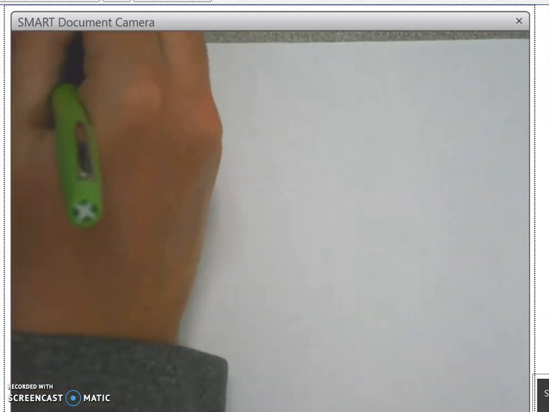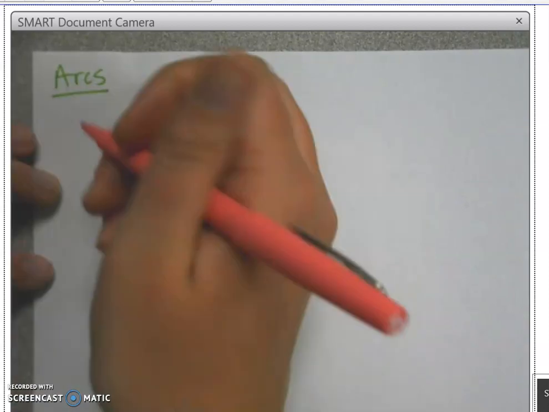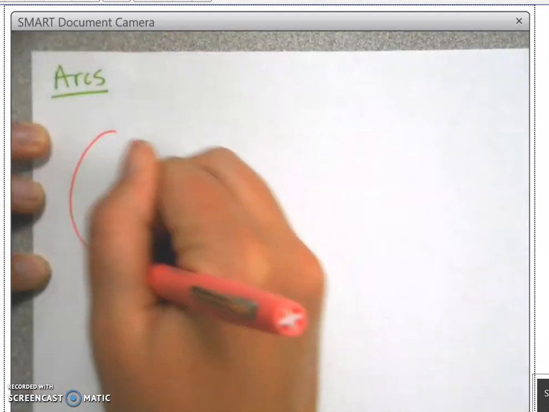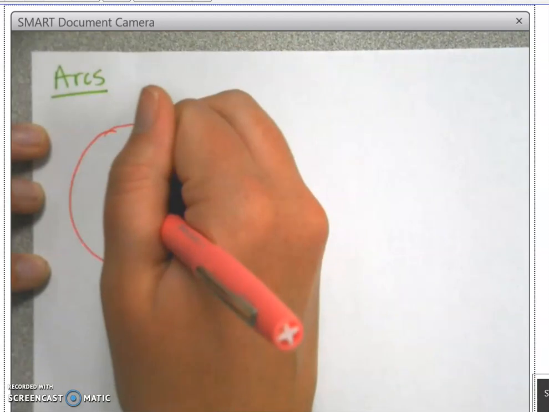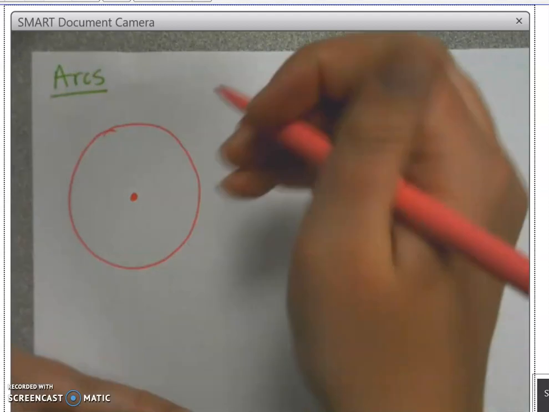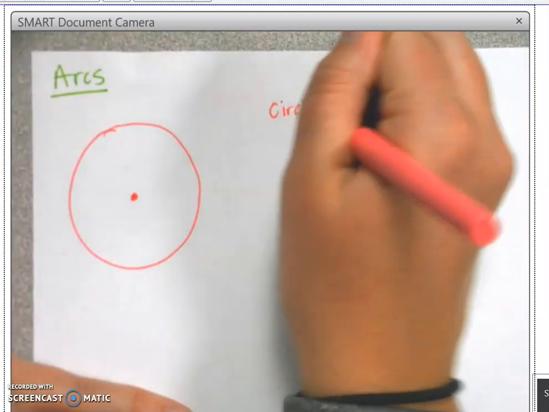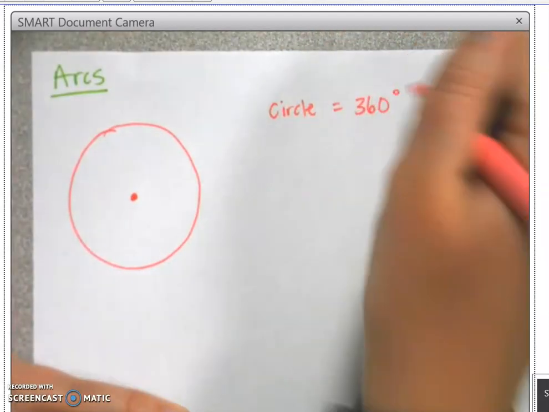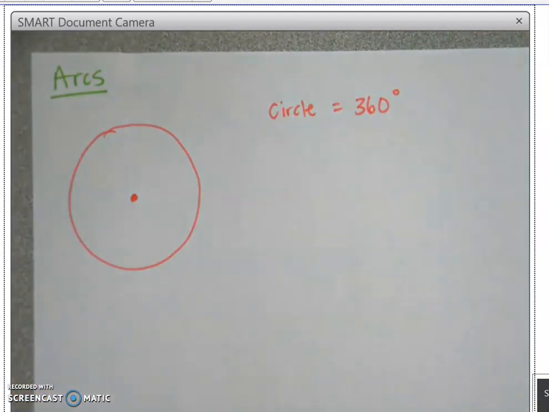Next, I'm going to go into arcs. You guys have not seen arcs before. So I'm going to draw a circle real quick, and I'll show you how the arcs work. First thing I need you to know is that a circle, the whole thing, is 360 degrees. Now everything from here on out is just a piece of the circle.